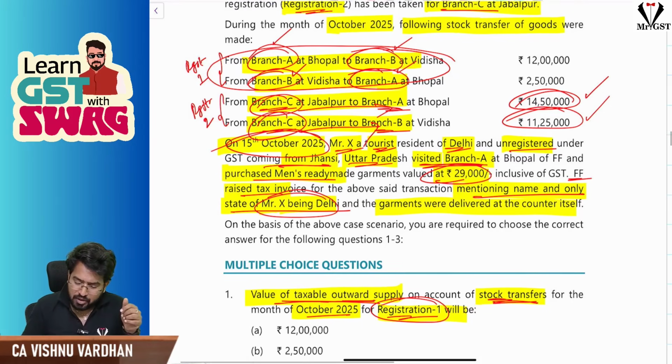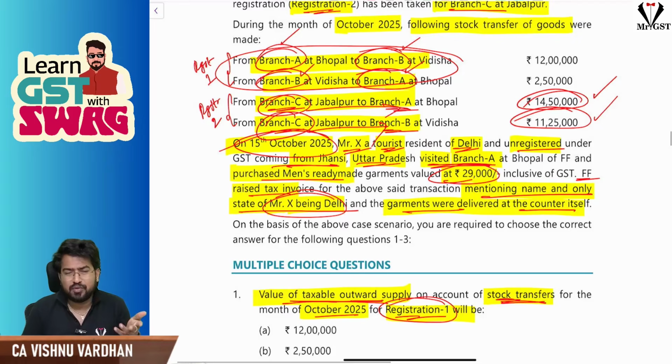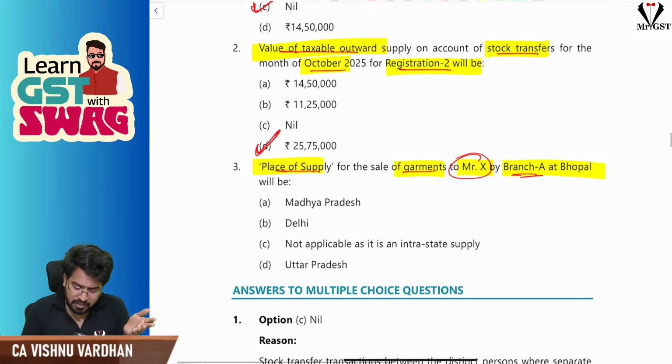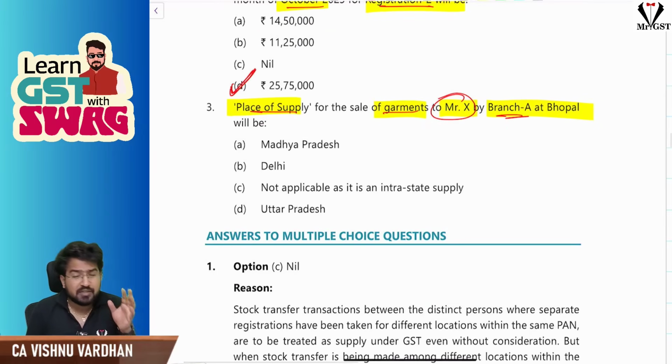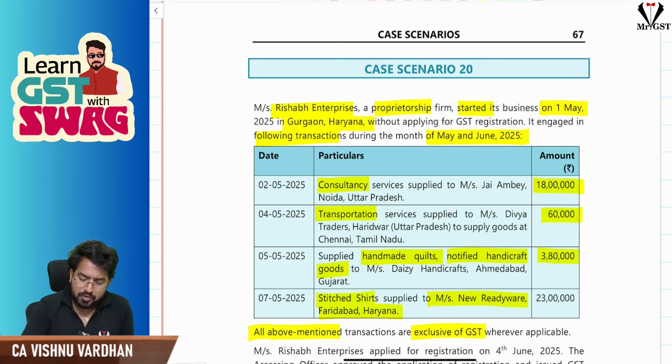The garments are delivered at the counter itself. So what is the place of supply? Sir, if it is sold to an unregistered person, the address mentioned in the invoice, even the state name is more than sufficient. So Delhi will be the place of supply here. Simple one. So coming to the next case scenario.